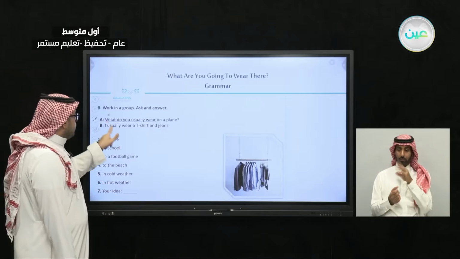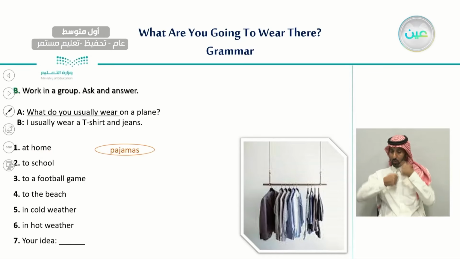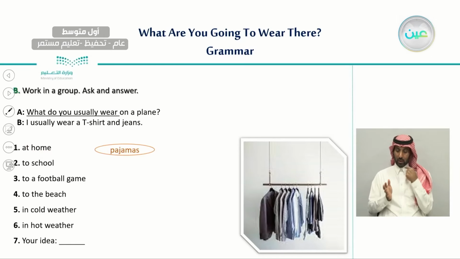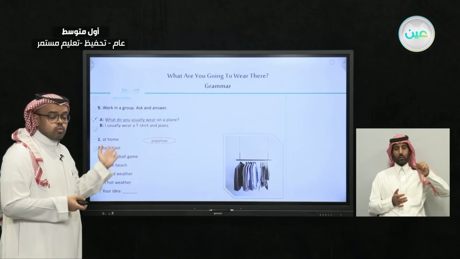You can use the same question, but you can change the place. You can say, for example, what do you usually wear at home? I usually wear pajamas. So this is the first answer, when we're answering about home. Number 2, what do you usually wear to school? You can say, I usually wear a thobe.